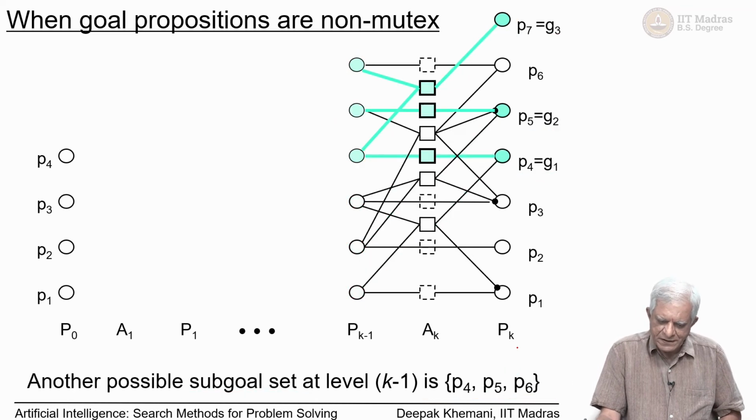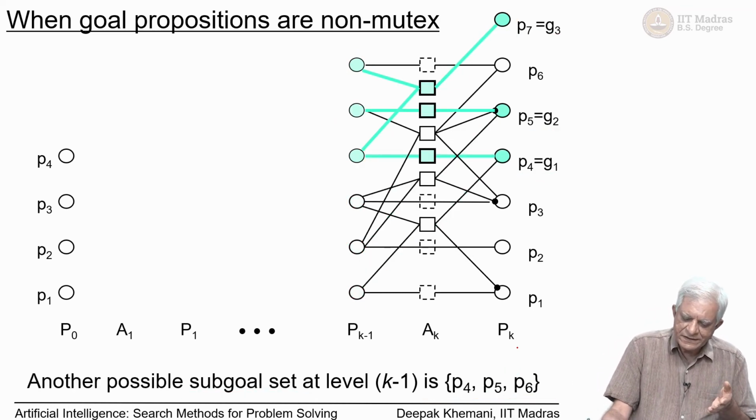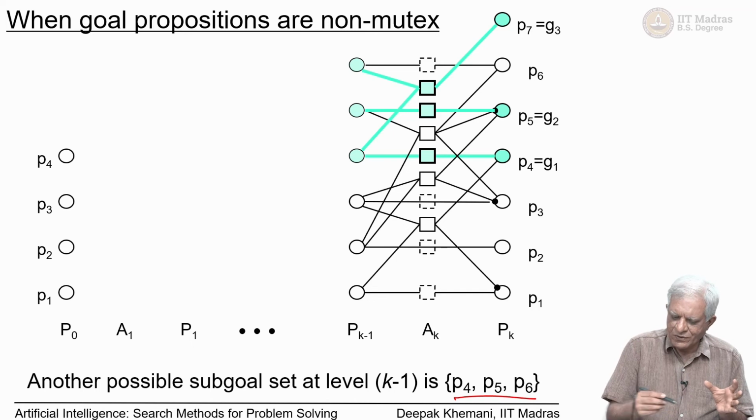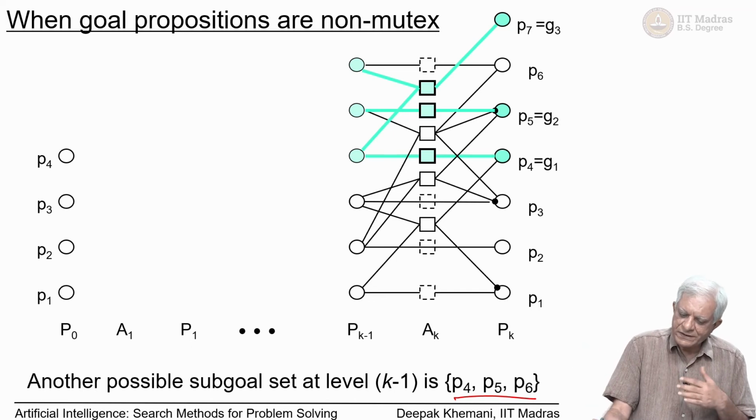That is one possibility. Another possibility could be that just P4, P5, P6 are enough to produce those same goals G1, G2, G3 we said. So, there are different possibilities. This brings in the fact that you can do search: you can try this sub goal set or you can try another sub goal set.